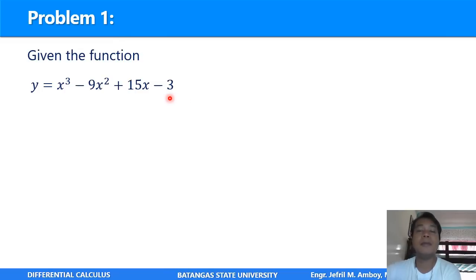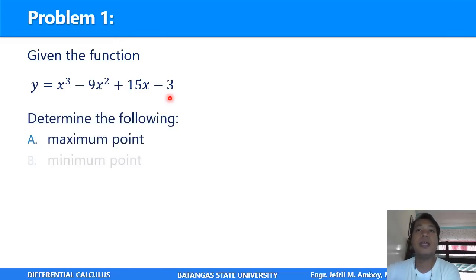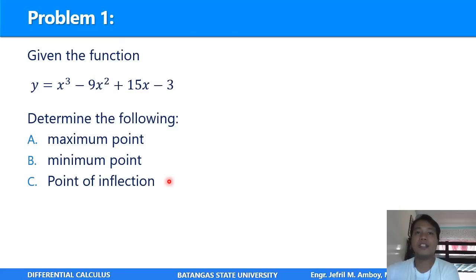Ano yung gusto nating malaman dito? So determine the following. A, the maximum point. B, the minimum point. And letter C, we want to find the point of inflection. Okay? So let us now solve the problem. So for letters A and B, kailangan natin ng maximum at saka ng minimum point.